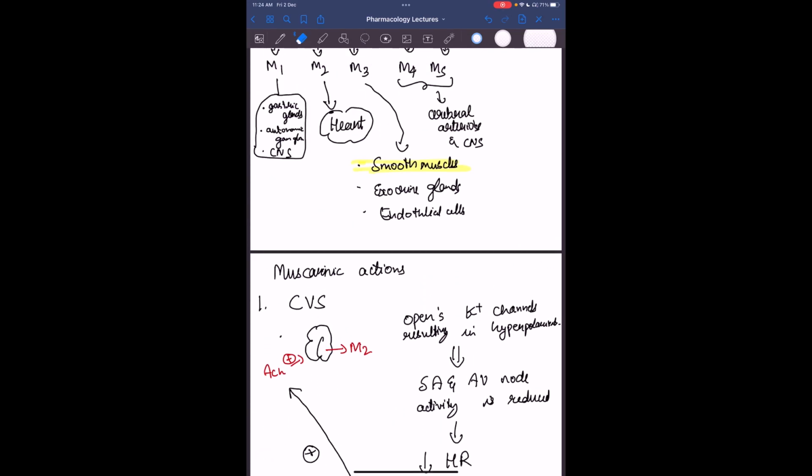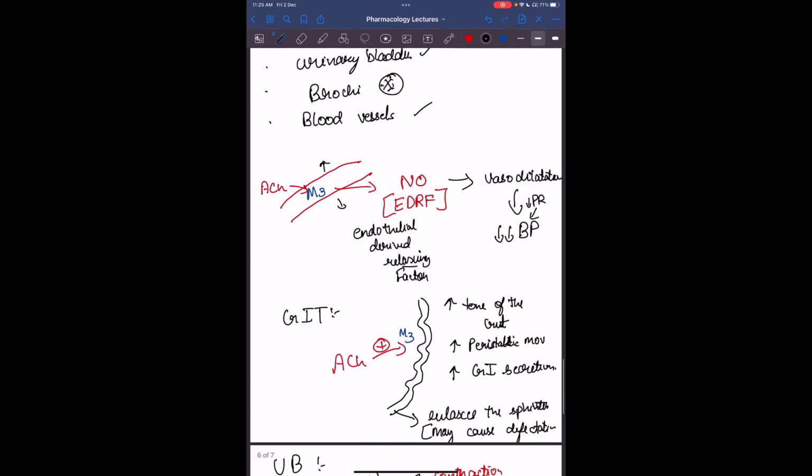We did smooth muscles and M3 receptors in the exocrine glands and in endothelial cells. I've spoken about blood vessels under endothelial cells. Exocrine glands: it increases GI secretion, increases salivation, and increases gastric secretion. Everything comes under that. Okay, now we have one more.